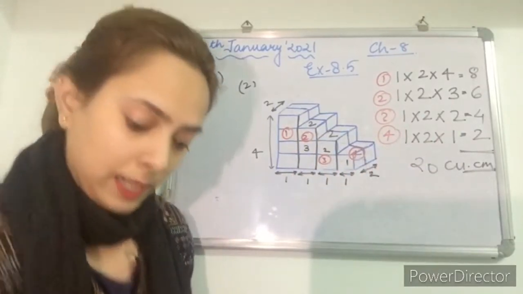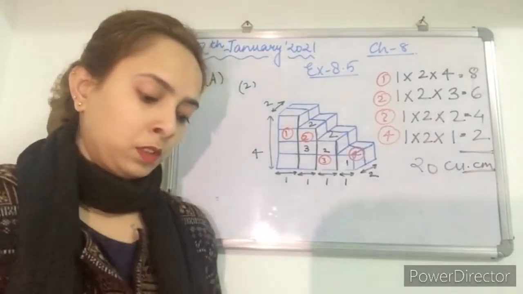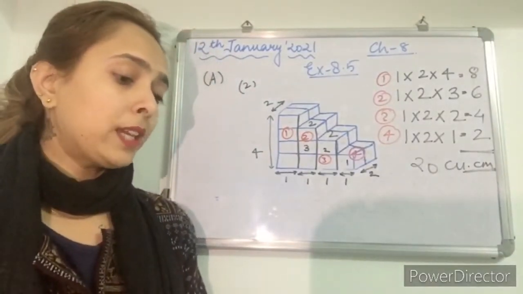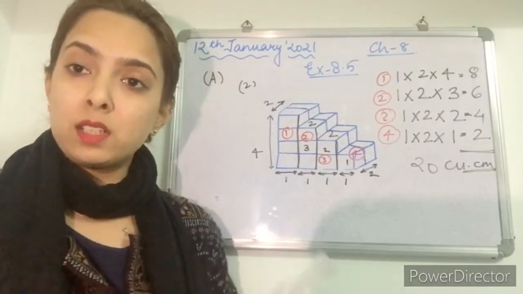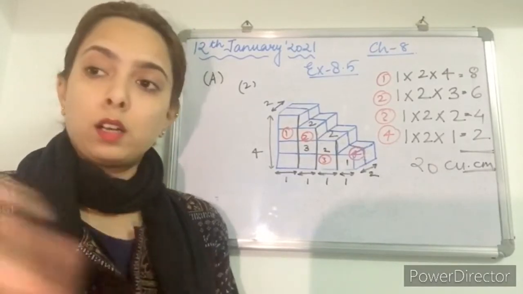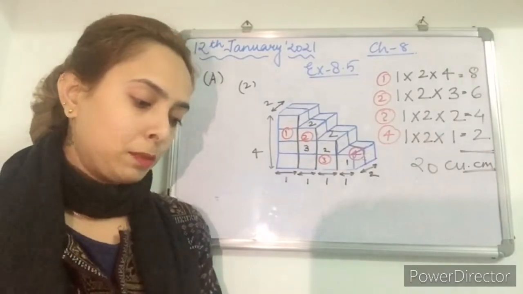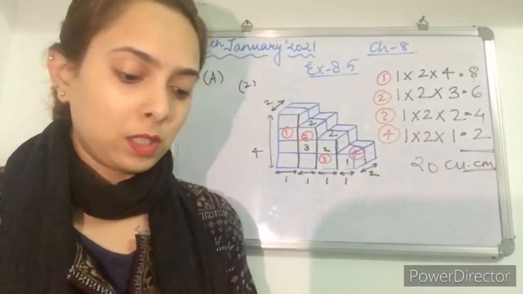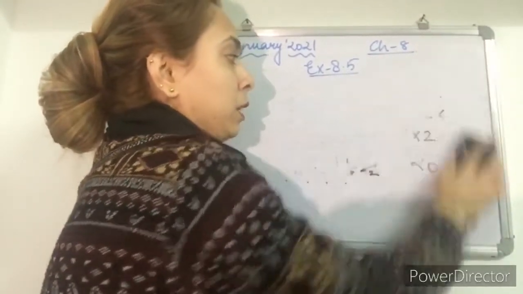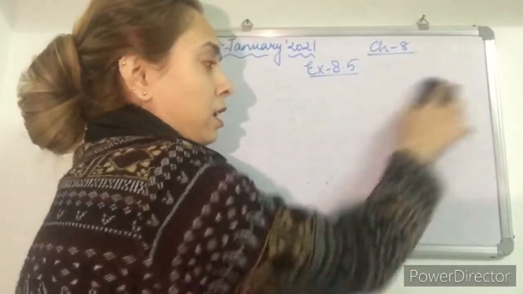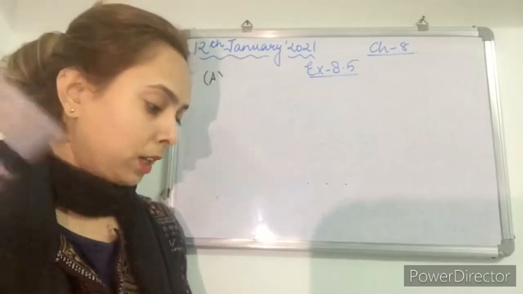So now the next question, on the next page, pictures of some materials are given to you. First is a brick, second is a matchstick box, and the third is a carton. So here again, lengths, breadths and heights are given to you.